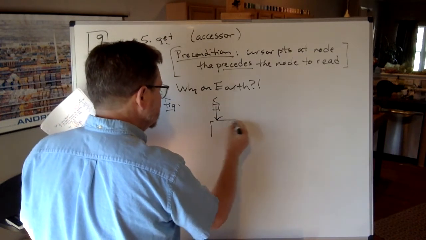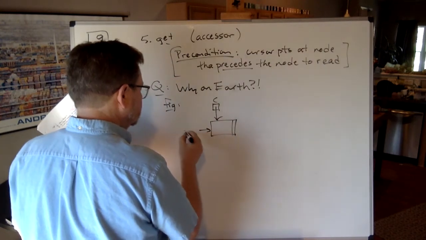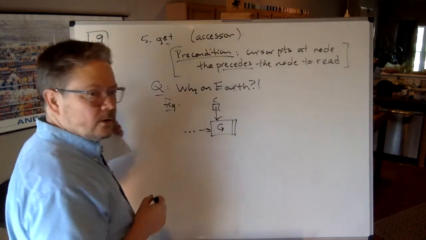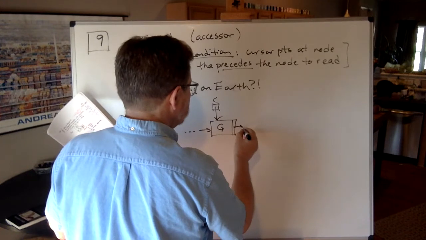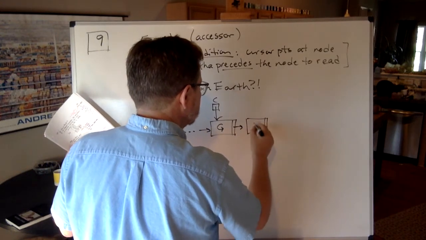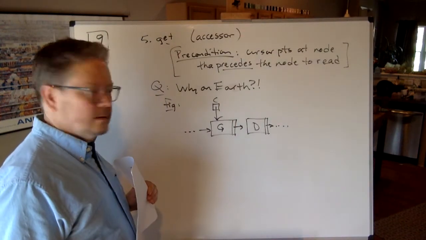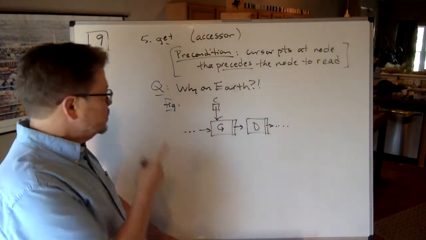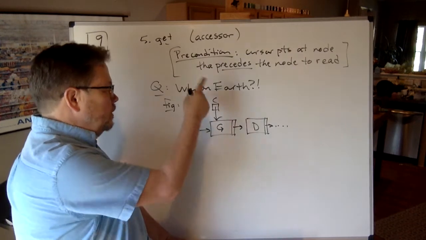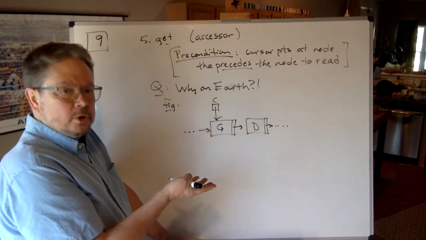Cursor points at this node. I'll give it a G for garbage. And G points at D for data. Yada, yada, yada, all the way down. Now, here's the why on earth. Why don't we return G? Why don't we return what cursor points at?